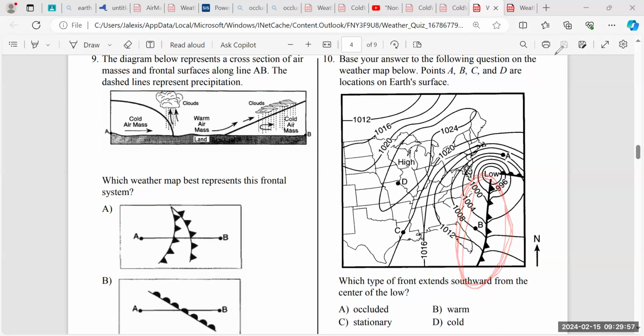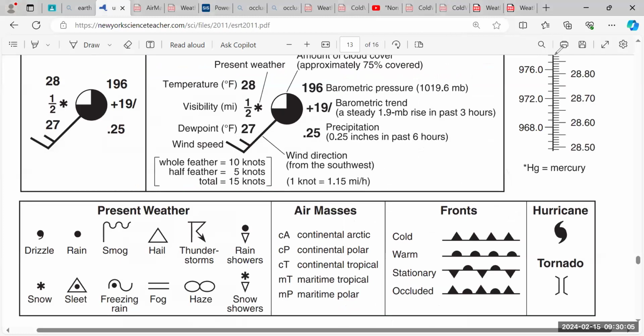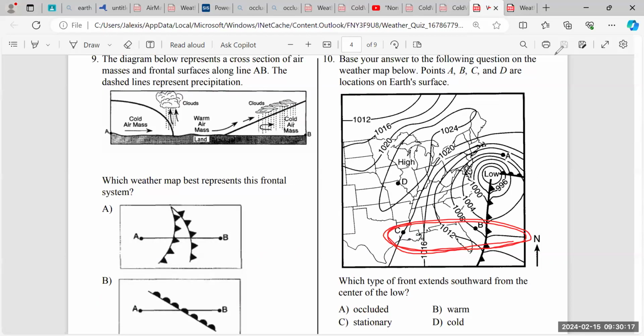And what do I see? I see that this front system is all triangles. When I look at my reference tables, which front symbol is all triangles? It is the cold front right here. You see it's all triangles? So that's why the correct answer is going to be choice D.